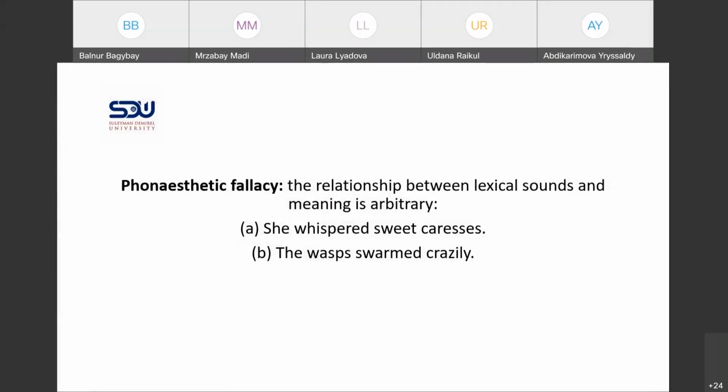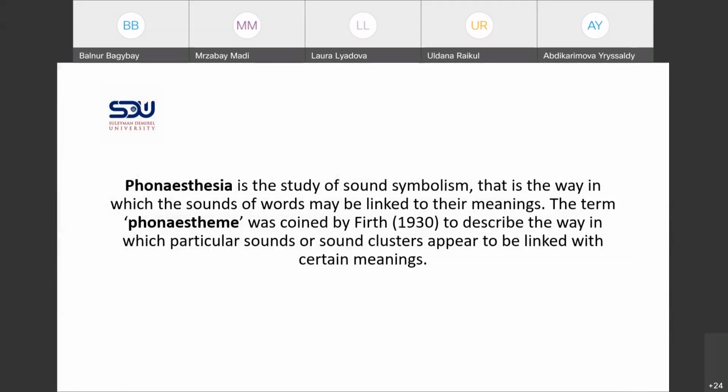Okay, so again, we will have a look at the phonesthetic fallacy. So, we looked at the phonesthesia itself, right? So, we understood that it is when the sounds in the words or in the phrases are quite similar, and the meaning has some kind of similarity, let's say.